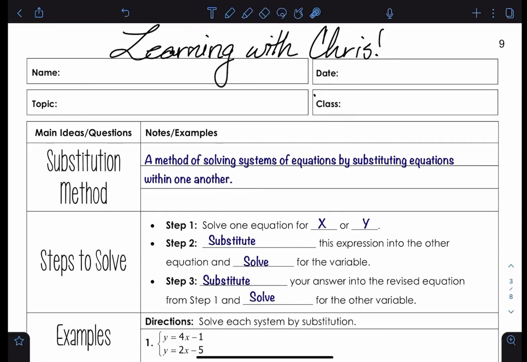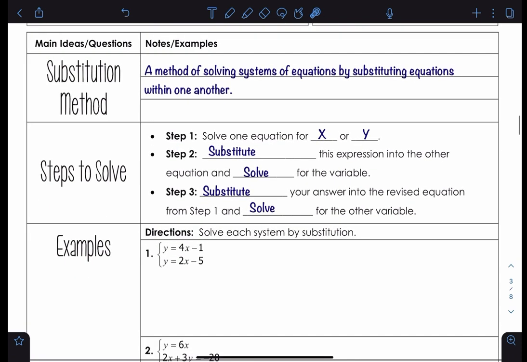Today's topic of discussion is the substitution method. The substitution method is a method of solving a system of equations by substituting equations within one another. We have 3 steps to solve this type of problem.